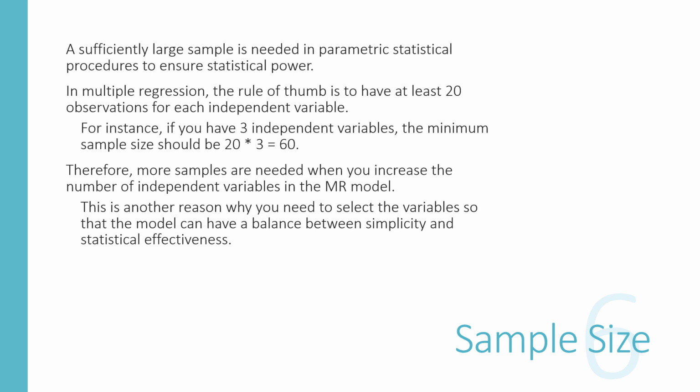A general rule of thumb is to have at least 20 observations per independent variable. For example, if you have 3 independent variables, the minimum recommended sample size is 60, given that 20 times 3 is 60. Larger sample size would be necessary when more independent variables are included.